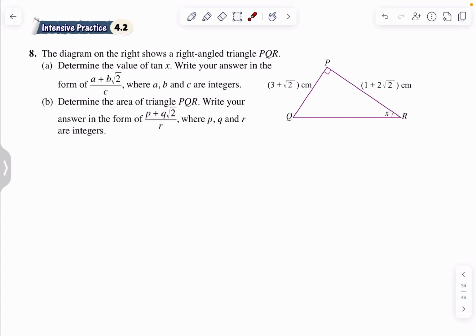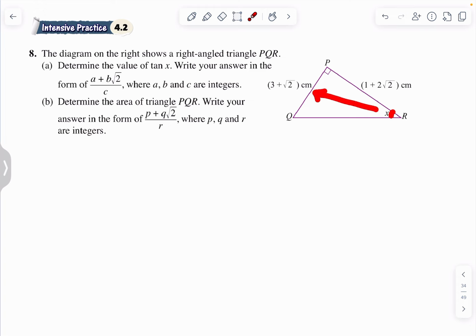Intensive practice 4.2, question 8. The diagram on the right shows a right angle triangle. Determine the value of tangent x. Right. So if this is our right angle triangle, this is our theta.